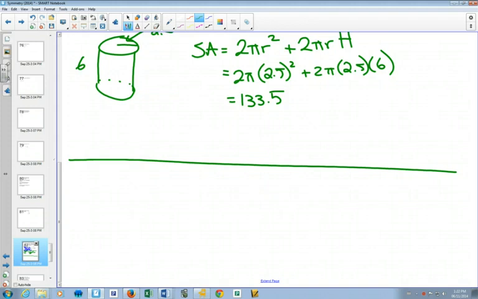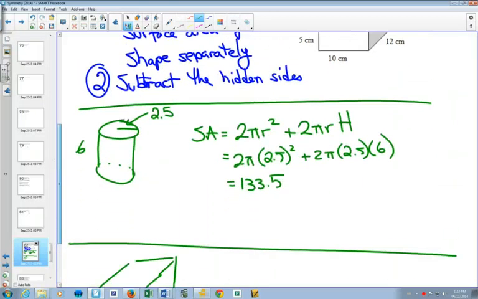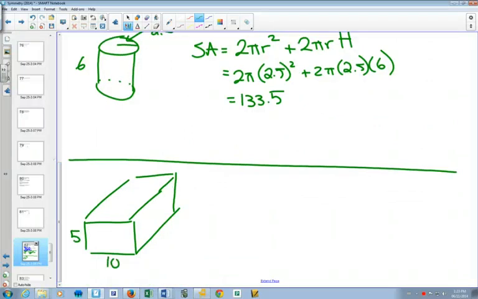The second shape in this question is a rectangular prism. Looks something like that. The dimensions that we know on here, 5, 10, and 12. This is 5, this is 10, this is 12. Again, we go to our formula sheet for the rectangular prism and write out our surface area. 2 LW plus 2 length times height plus 2 height times width. And now we have to decide. Looking at the picture, which number makes you think of height?